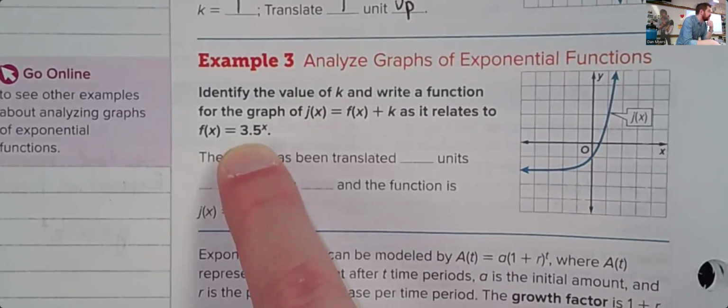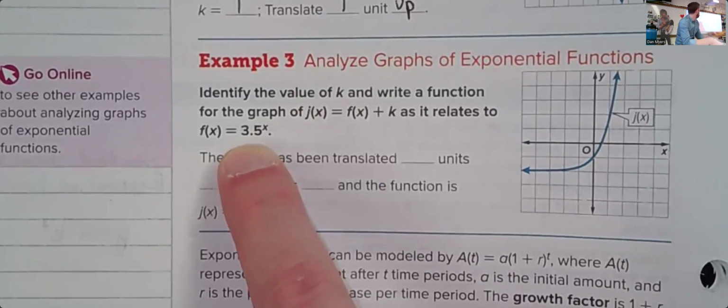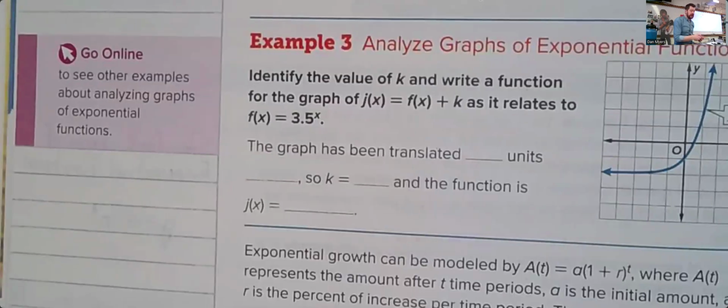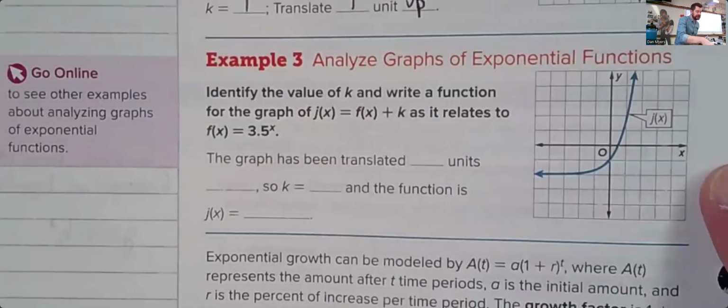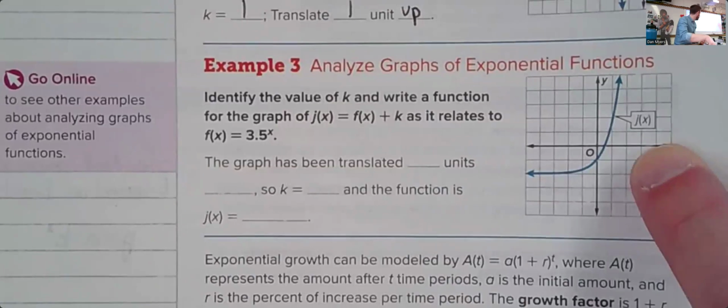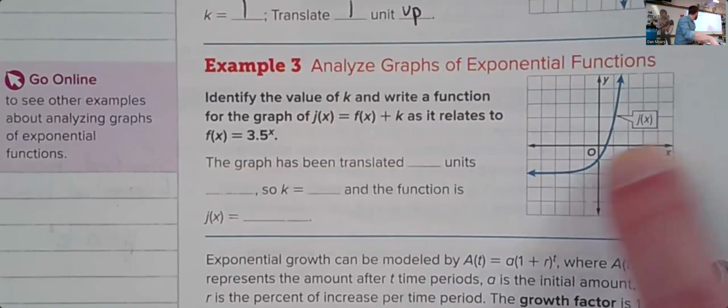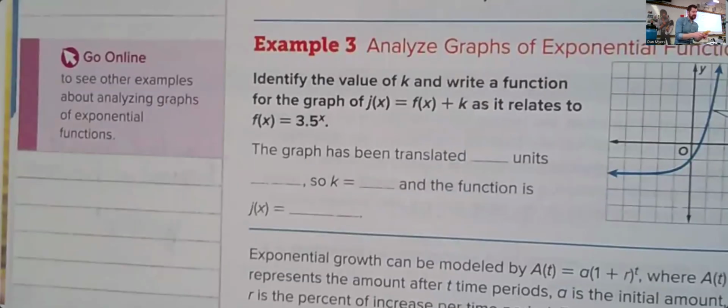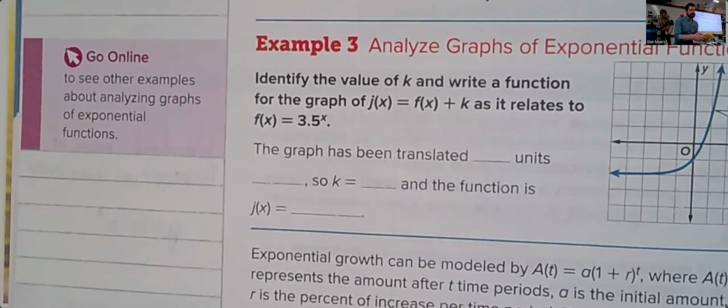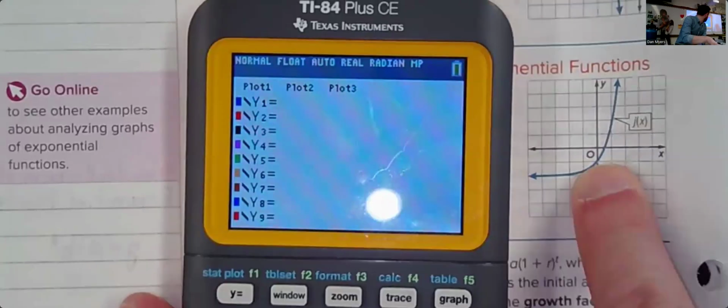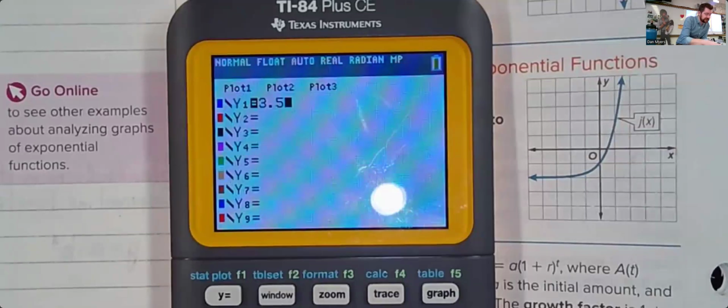Let's see what that looks like. Let's graph that, and then we'll be able to figure out what's going on. Actually, no, we won't do that because, oh no, this is j of x, never mind. Yeah, so here's f of x. So let's look at 3.5 to the power of x and see how this differs from 3.5 to the power of x.